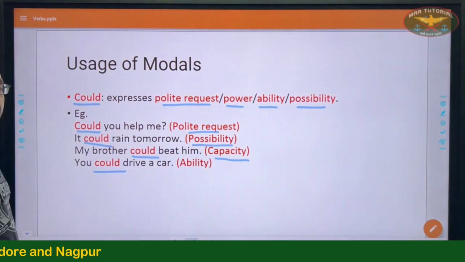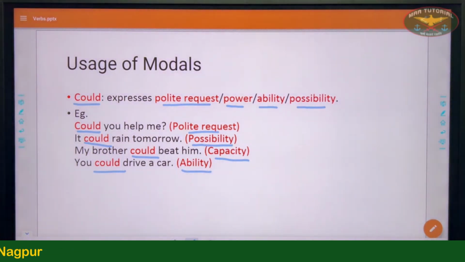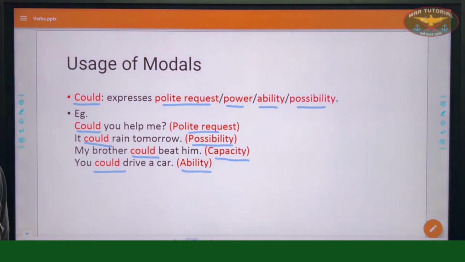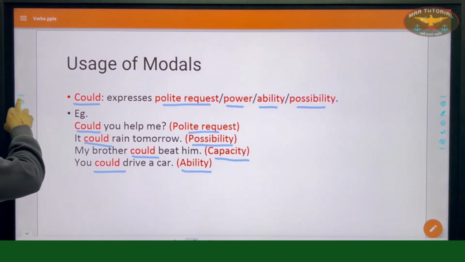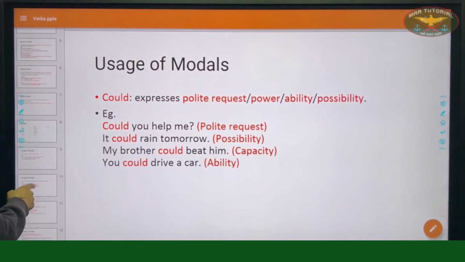You could drive a car. Ability, it's also a suggestion here. You could drive a car. How will I go there? Maybe you could drive. It's a suggestion as well. Could. Let's move on to our next modal.